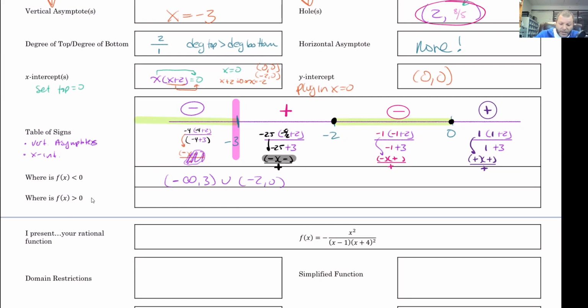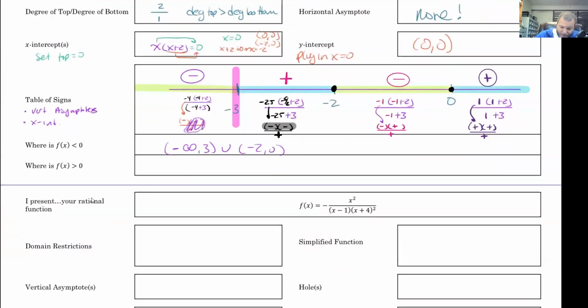Where's our function greater than 0? Well, it's greater than 0 on the other two intervals, right? So it's greater than 0 from negative 3 to negative 2, and then from 0 to infinity, right? So that's going to be our positive interval, negative 3 to negative 2, and then union 0 to infinity.